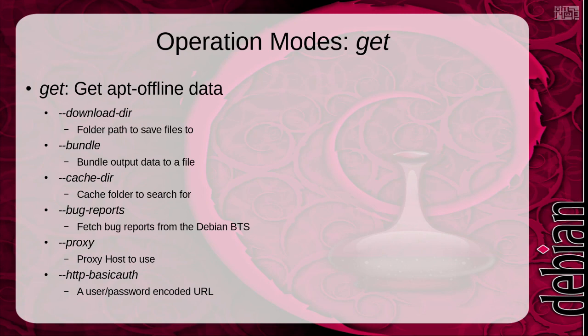There are a couple of options in get, like you can define where you want to download the payload, whether it's to a directory, or you could also instead, for simplicity, use the bundle option, wherein you provide a file name instead, something like download.zip, and APT Offline would download all the data and create it into a zip archive file for simplicity reasons.